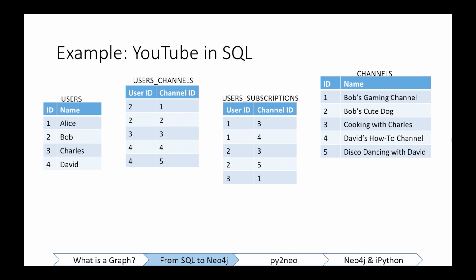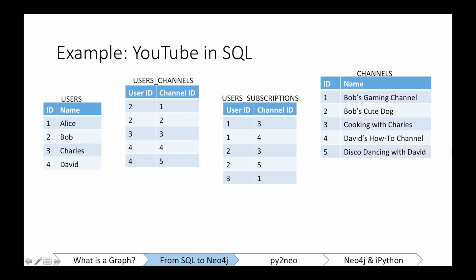And when you have your data modeled like this, it's hard to answer questions such as, how is Charles related to David? It's really easy to ask questions like, how many channels does Bob have? But when you don't know how many steps are between two entities, such as Charles and David, it's very hard to write the SQL query to figure it out.